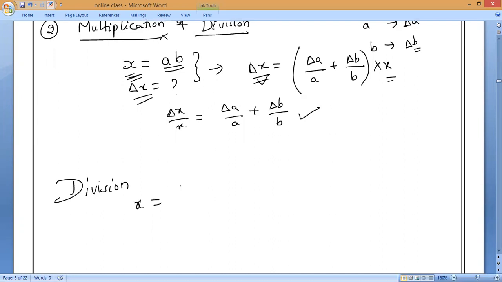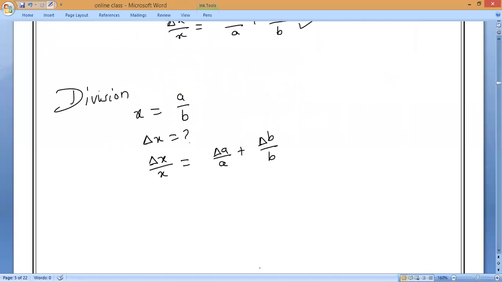X is equal to what? A by B or A into B? A by B. Then the same again in division also: delta x by x is equal to delta A by A plus delta B by B. Now tell me, delta x equals what will come? Delta x is equal to delta A by A plus delta B by B into what? X. Yes.